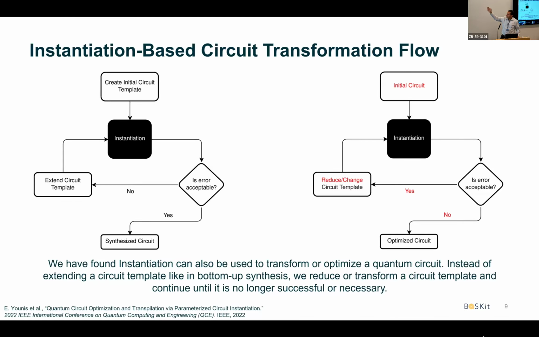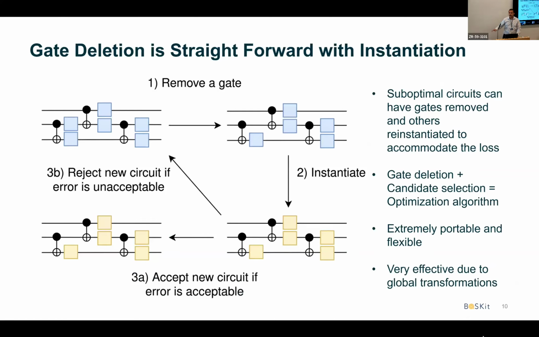We can also do more advanced things with instantiation. We can transform circuits rather than building them up. We can take something, make changes to the structure of the circuit using instantiation iteratively as we go, depending on the algorithm, and eventually end up with something that is either optimized or more transformed. An example of this is gate deletion. So in this example, we're going to optimize a circuit. I know optimization is an overloaded term. Even in my talk alone, I've used it a few different ways. What I mean here is find an equivalent implementation of this circuit that has fewer gates, but does the exact same thing.